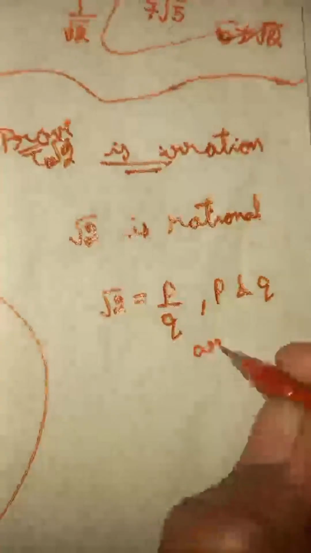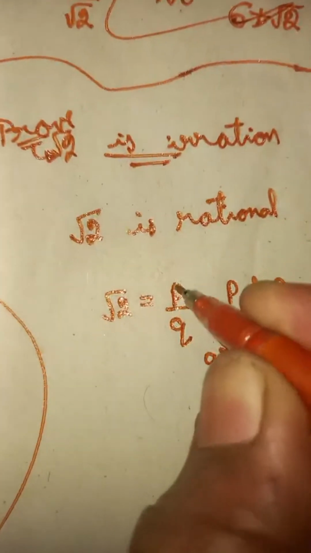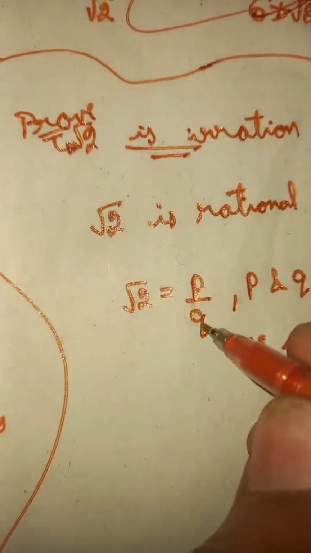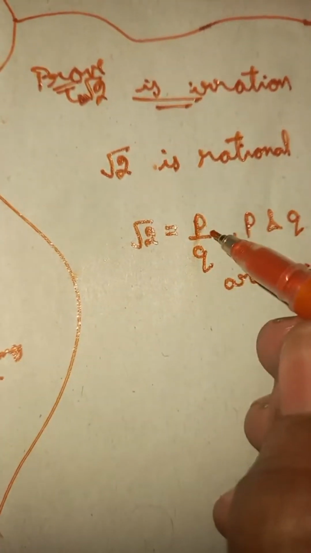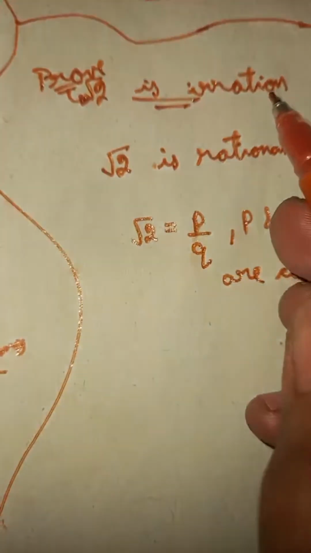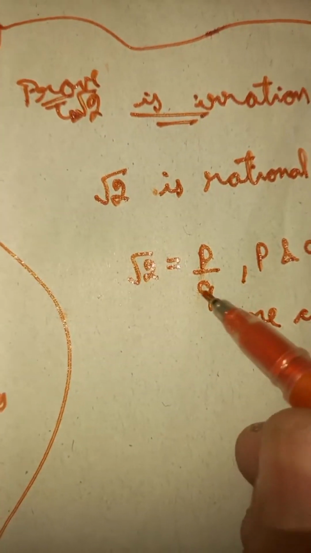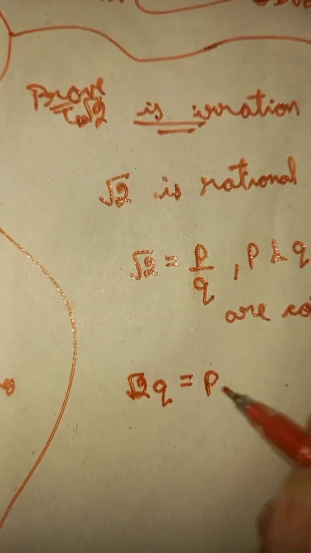P and q are coprimes means q is not equal to 0 and they don't have any common factor other than 1. Now let's prove that this is not rational and we're going to get it as irrational. That is the contradictory method of proving it. Let's shift this q to that side. It's going to become root 2 q equal to p.